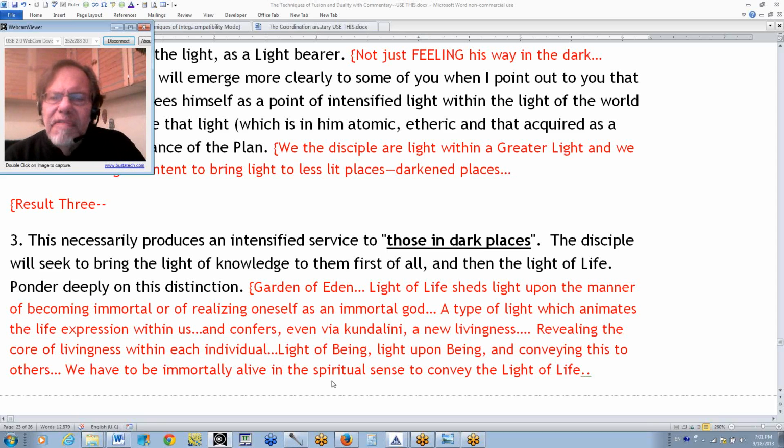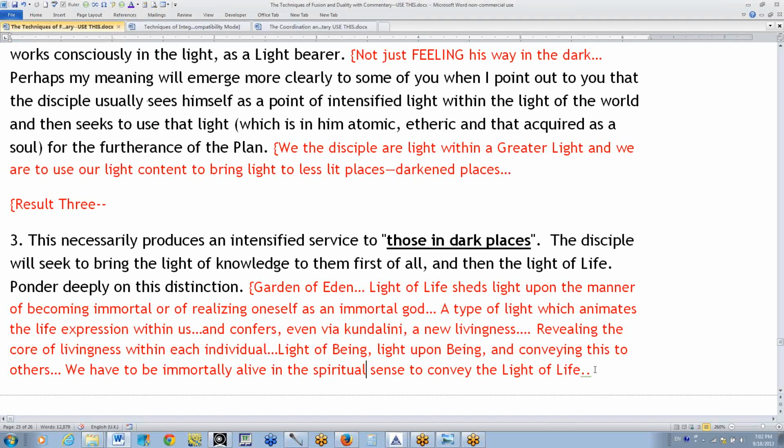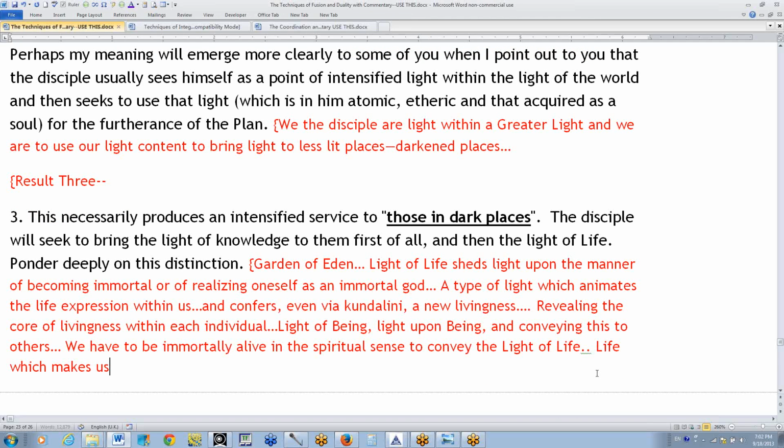But light upon the life processes, light which intensifies the realization of life within the being, light which teaches how the life aspect may emerge into greatest prominence, light which makes us live. Life which makes us live when we have been spiritually dead.